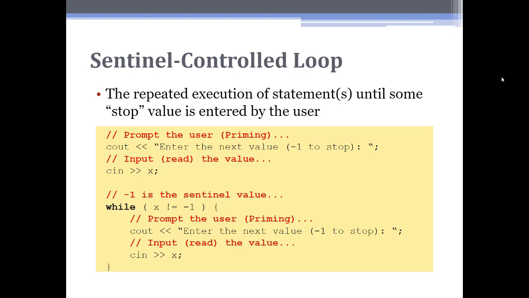This is one way of doing it with a while loop. Simply prompt the user, priming them a little bit to tell them what to do and how to stop. We then input the value, and then we enter the while loop. While the input value is not equal to the sentinel value, we do it again. We ask them to enter the next value, we read it in, and we repeat this process over and over again until they enter that sentinel value. In this case, that's -1.